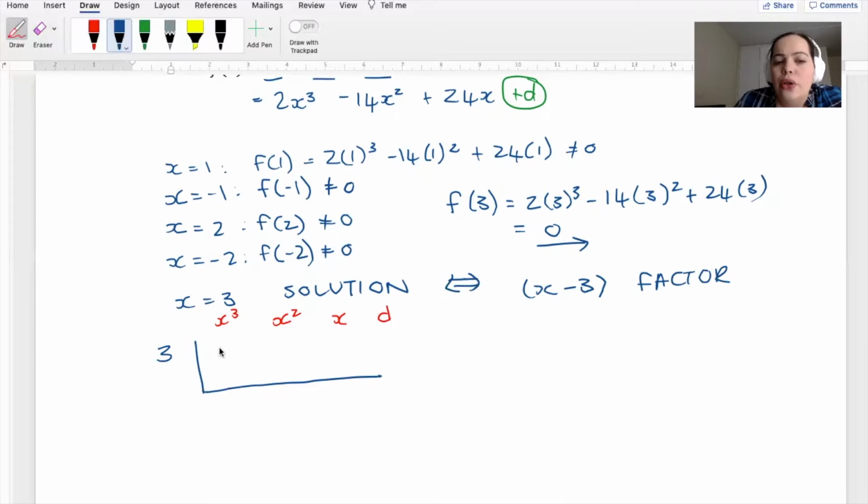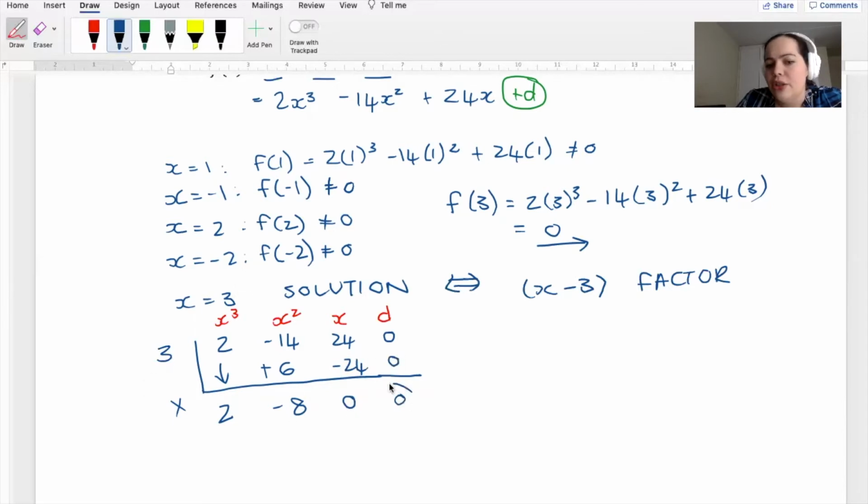Alrighty. So the coefficient for x cubed is 2. The coefficient for x squared is minus 14. The coefficient for x is 24. And then we're going to be very careful to write that our constant is 0. We're not going to leave that out. All right, then we should just get to it. We bring down this 2. 3 times 2 is 6, positive 6. Minus 14 plus 6 should give us minus 8. 3 times minus 8 is minus 24, which gives us 0. 3 times 0 is 0, which should give us that golden 0 at the bottom there.